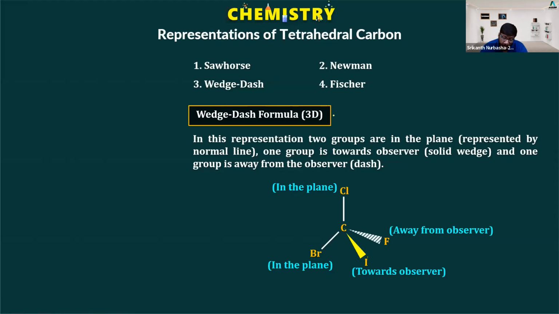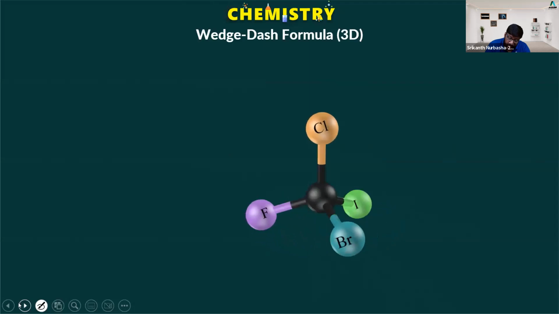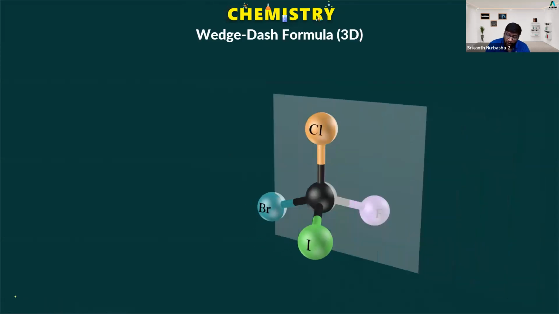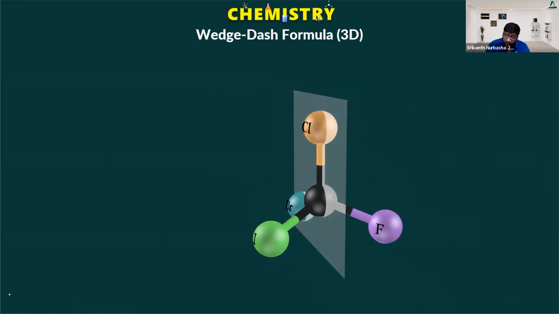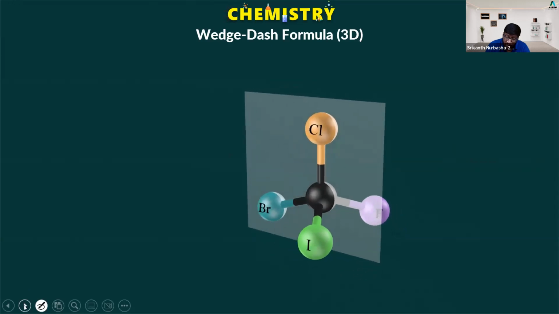That is the wedge-dash formula or 3D representation. And you can just look at the molecule. Because of molecular motion, the molecule is not static, it is continuously rotating. And this is how you can understand how the tetrahedral molecule is there.